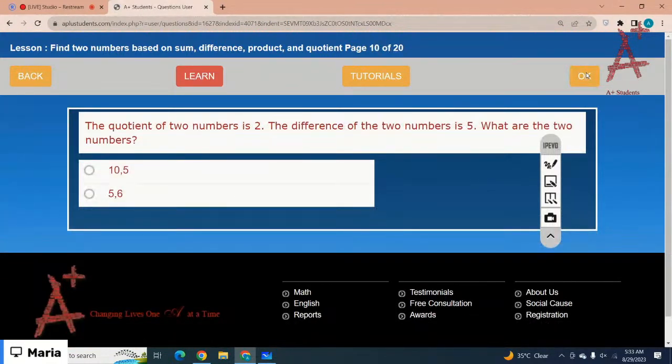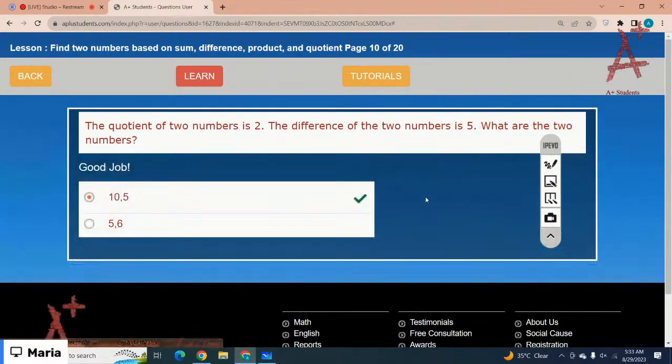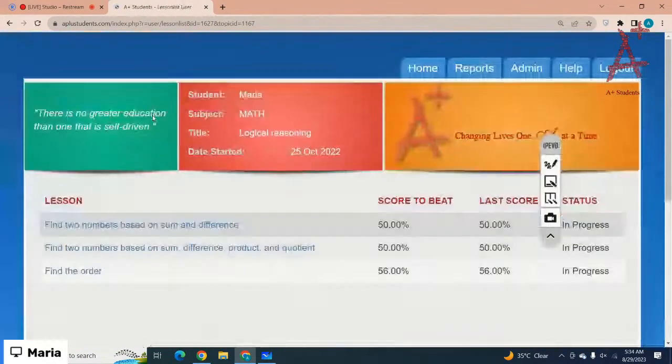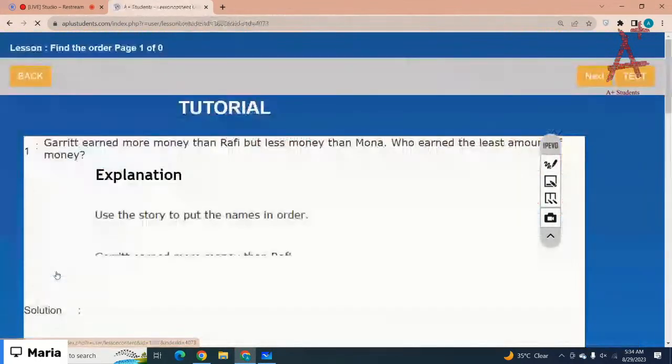The quotient of two numbers is 2 and the difference of two numbers is 5. What are the two numbers? They are 10 and 5, right? Because the difference of 10 and 5 is 5, and when you divide them, the answer is 2. Okay, you can complete the lesson by yourself later today. Let me just move on to the next lesson, and the next lesson is find the order.